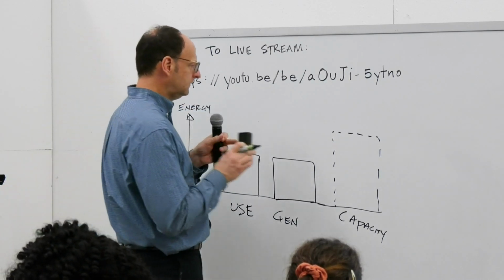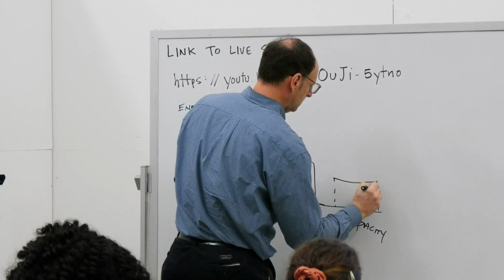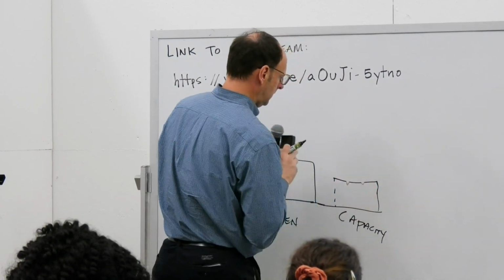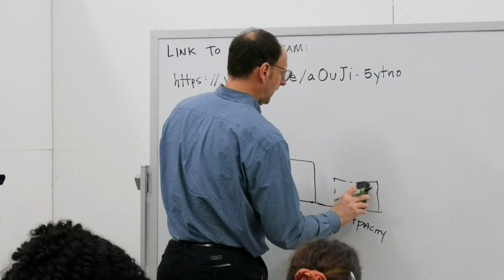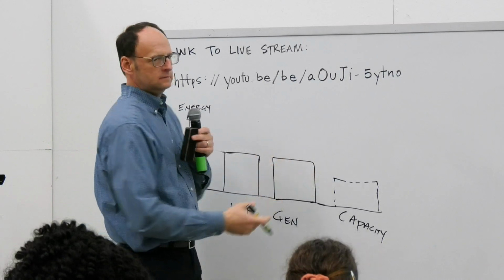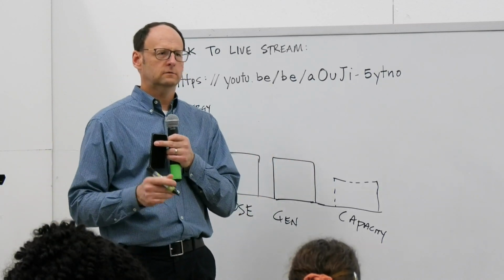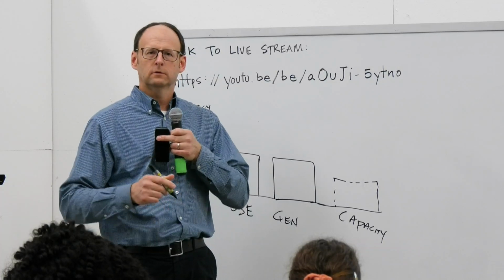But what if our capacity is less than what we need to generate? I'm using dashes here to distinguish, this is all power. What if our capacity is less than what we need to generate? Should we just not build the building?